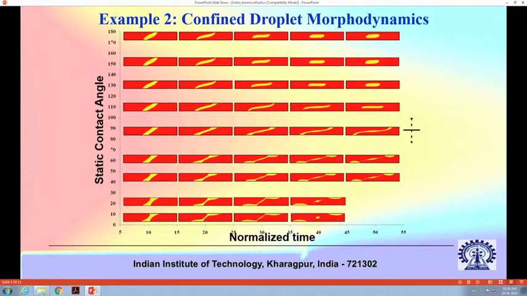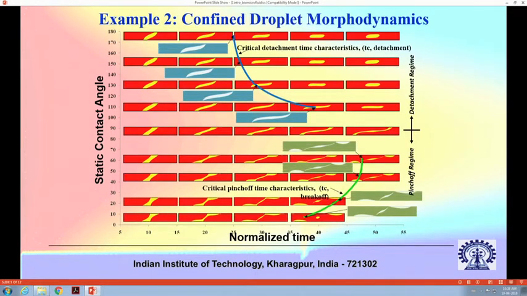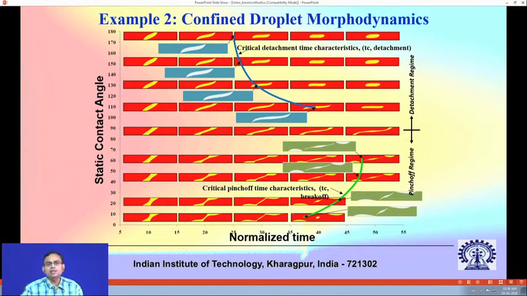In the next example, I will talk about confined droplet dynamics. This is a very interesting area, and in microfluidics droplets are studied for many reasons. I will not get into the details of this slide, but the whole idea is to let you know how a droplet morphologically evolves based on the wettability of the surface on which it is there. So, that diagram is shown in this slide. This is entirely a computational exercise.